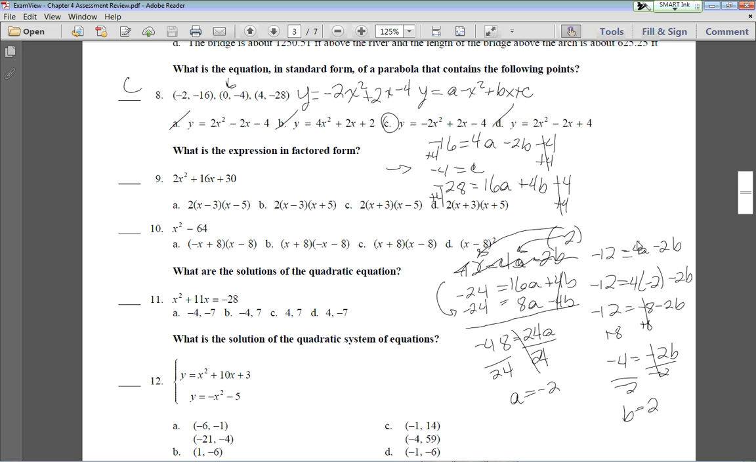Then I just went back up and picked the simpler of these two equations, plugged in a, and solved for b. And that's all there is to it.